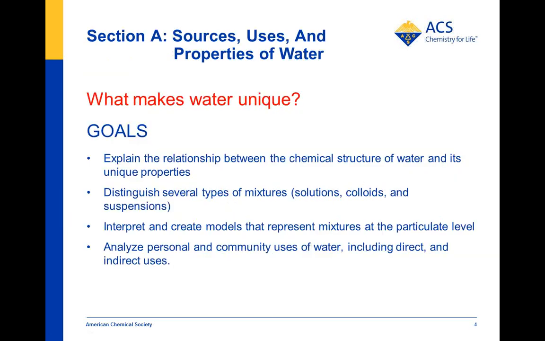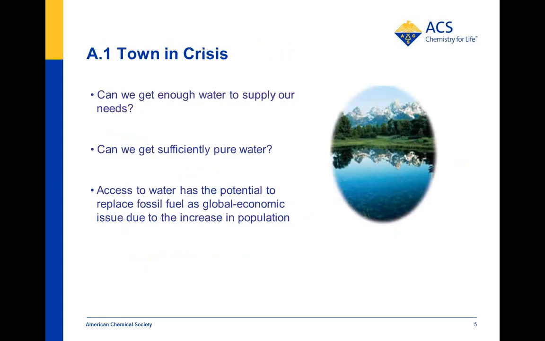So looking at Section A, we start with what makes water unique. The four goals listed are what we will focus on, which is explaining the relationship between chemical structure and water and its unique properties, distinguishing the different types of mixtures, interpreting and creating models that represent the mixtures, and analyzing how our own personal and community uses water, including the introduction of direct and indirect usage.